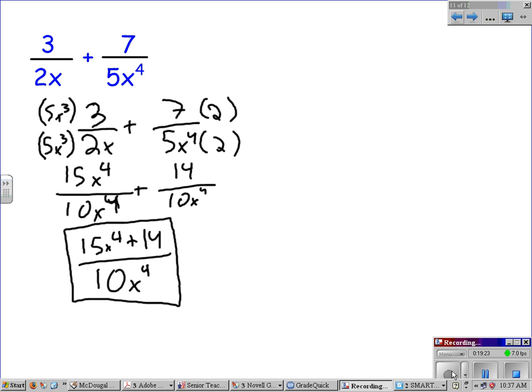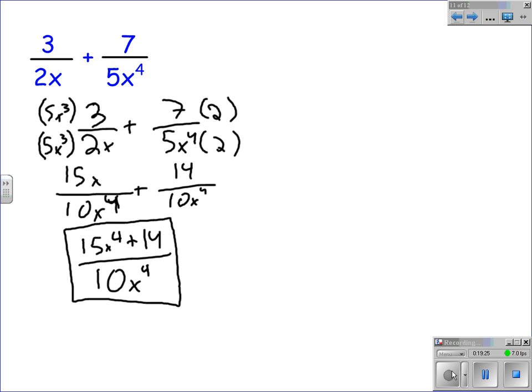Yes, I will. So you want, I was thinking of the fourth, so you want x to the third here, and you want x to the third here? All right. So now when we multiply these together, we will have the 15x to the third plus 14 all over 10x to the fourth. If you multiplied by 2x on both of these, then you're going to have an extra x sitting out there that you're going to have to get rid of. And that's where you have to be careful.